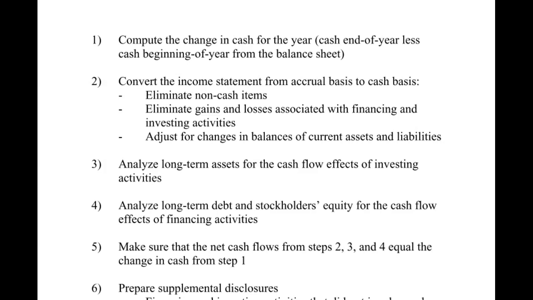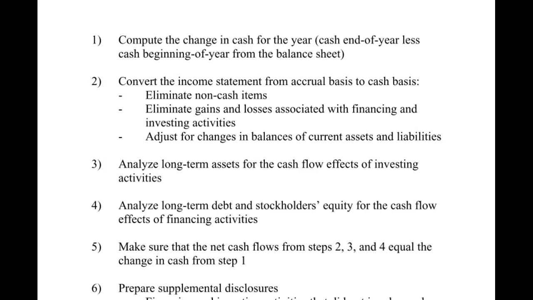So step one is compute the change in cash for the year. Basically what this means is I'm taking the cash at the beginning of the year, which was last year's ending cash balance, and comparing it to this year's ending cash. That difference is my net change in cash for the year, and that is going to be the number that I get when I net my operating, investing, and financing sections together. So you're kind of starting out by already knowing the answer. That's one of the nice things about a statement of cash flows: you have a check figure built in.